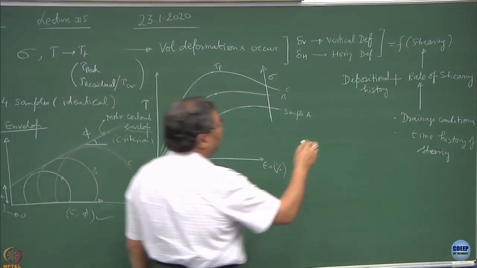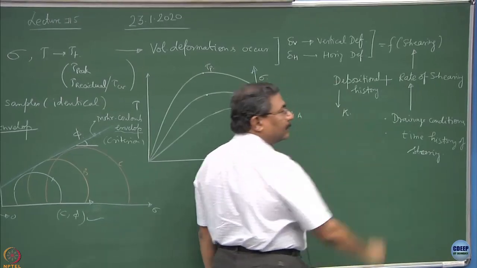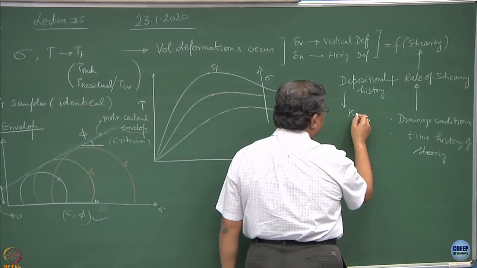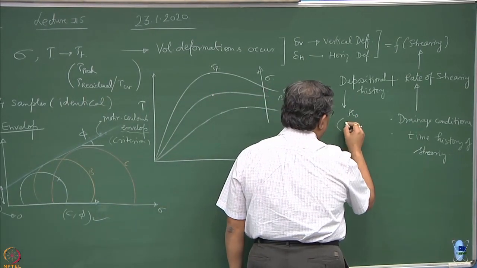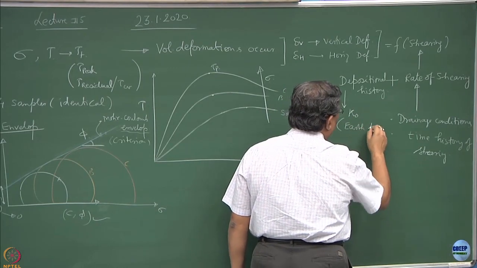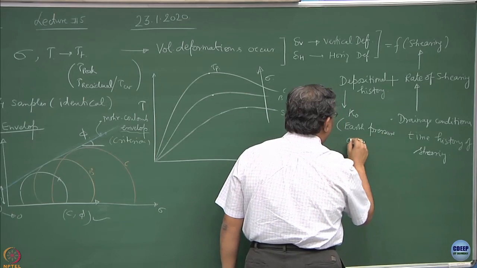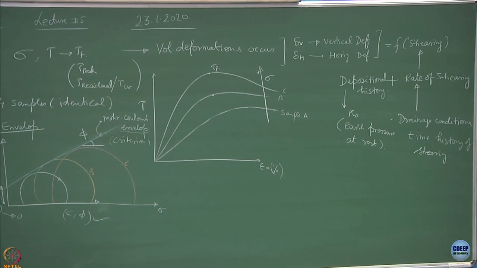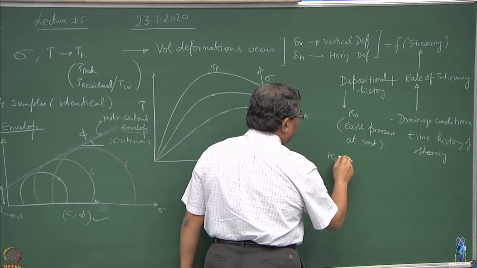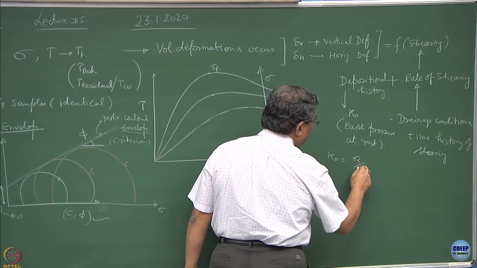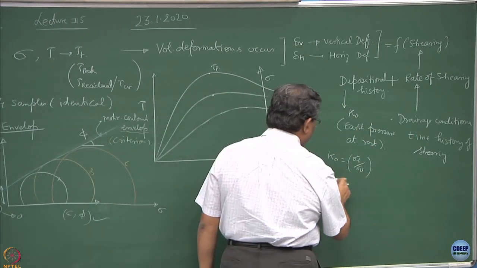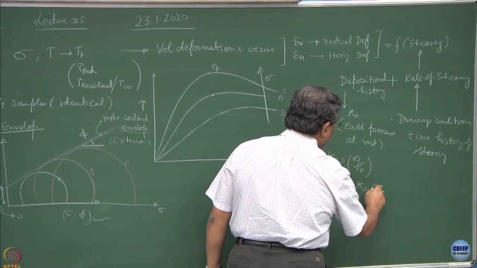And this is where I will introduce a term which is known as K parameter. And to be specific, I will say that this is K naught. We write this as earth pressure at rest, all right. Truly speaking, this K is a function of sigma H upon sigma V. That means sigma H is equal to K naught into sigma V.